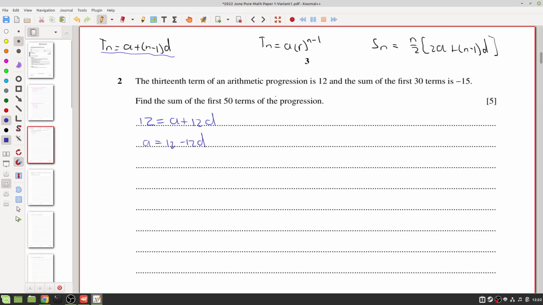Alright, then next up we also have the sum of the first 30 terms is negative 15, so that's where we can use this one. So negative 15 equals 30 over 2, times (2a plus (30 minus 1), so 29, times d). Okay, so negative 15 divided by 15 is negative 1, equals 2a plus 29d.